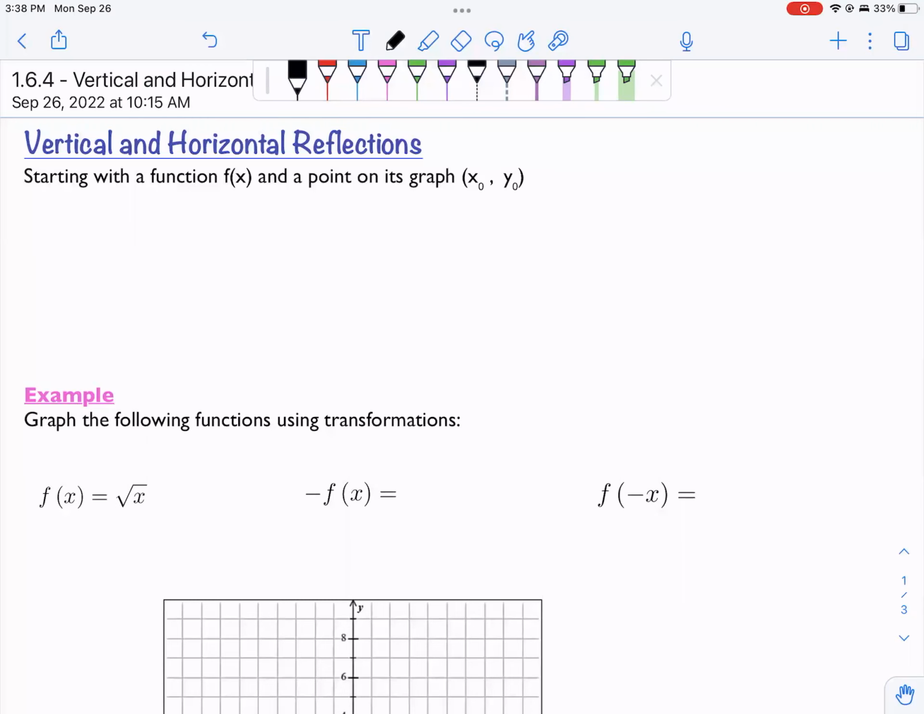Vertical and horizontal reflections. With reflections, we are talking about the graph being reflected across one of the axes, either the x-axis or the y-axis. If we have a function f of x and a point on the graph, x naught comma y naught, and we put a negative on the outside, this is going to be a reflection across the x-axis.